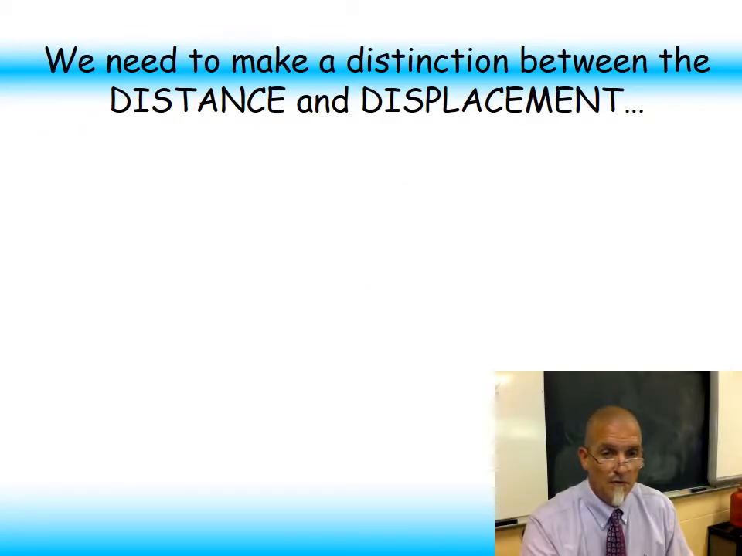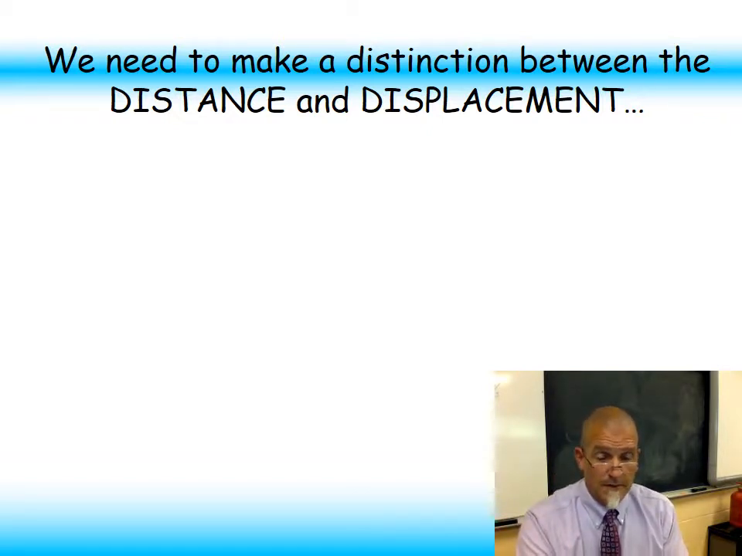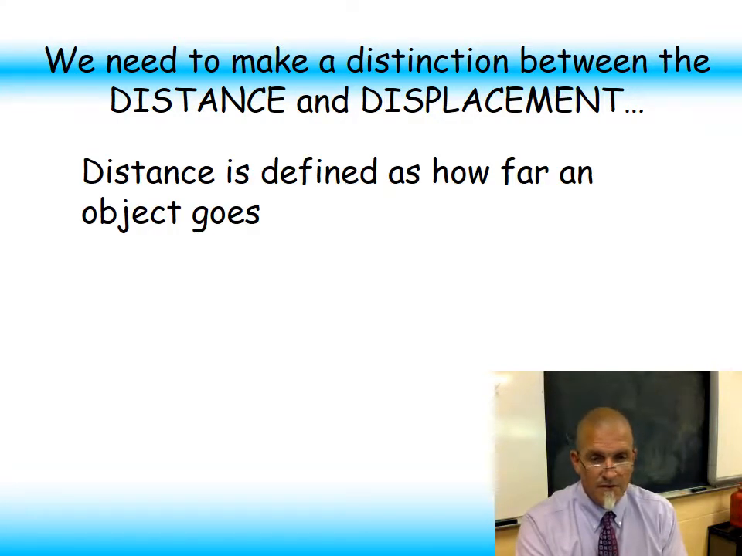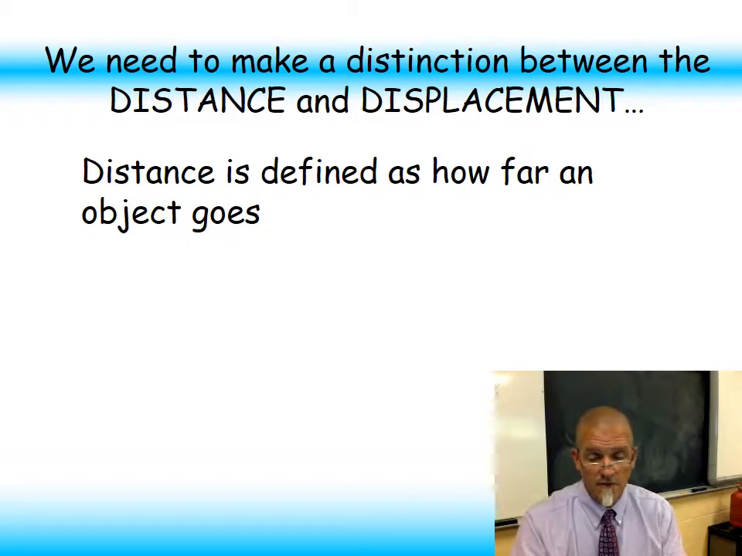Now, before we go any further, we need to make a careful distinction, especially for this unit and for this particular course. We need to make a distinction between the idea of distance and displacement. So let's talk about that for a minute. Distance is defined as how far an object goes. You could measure it with a tape measure. You could measure it with a wheel that I'm sure you've seen before that would track off a distance. You'd simply put the wheel on the ground and let it roll. And at the end, you'd look at the dial and it would tell you how far you traveled.